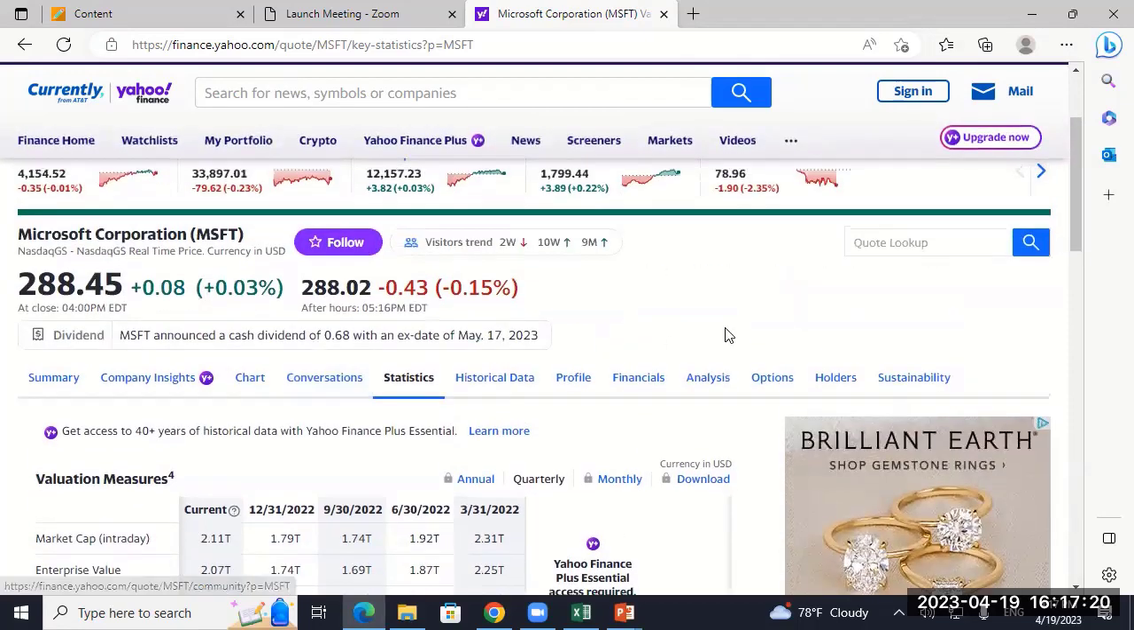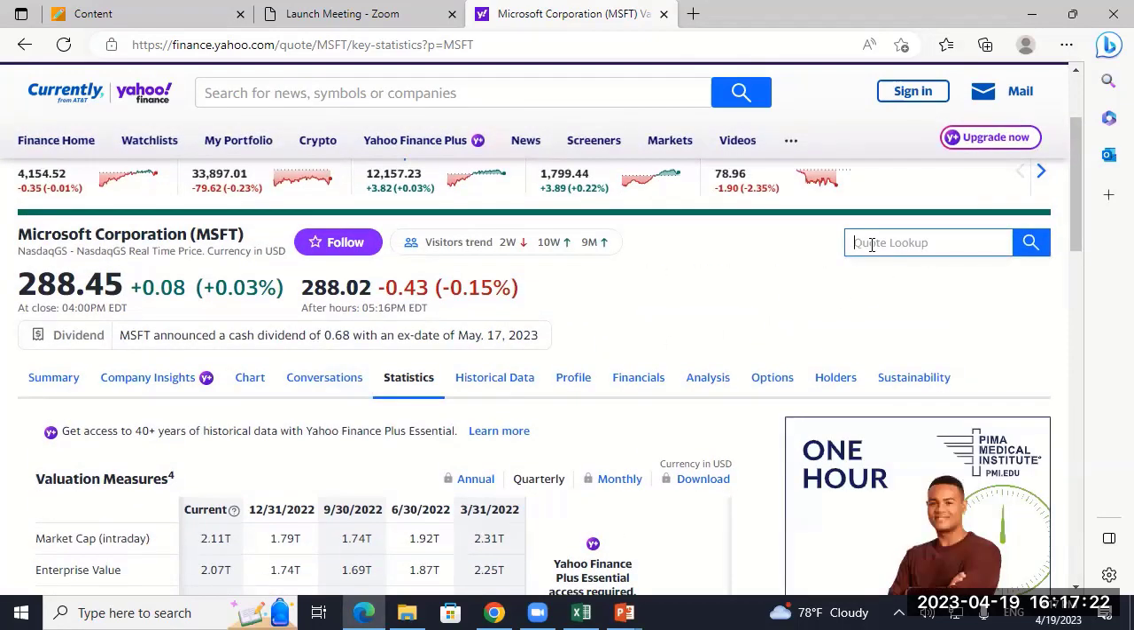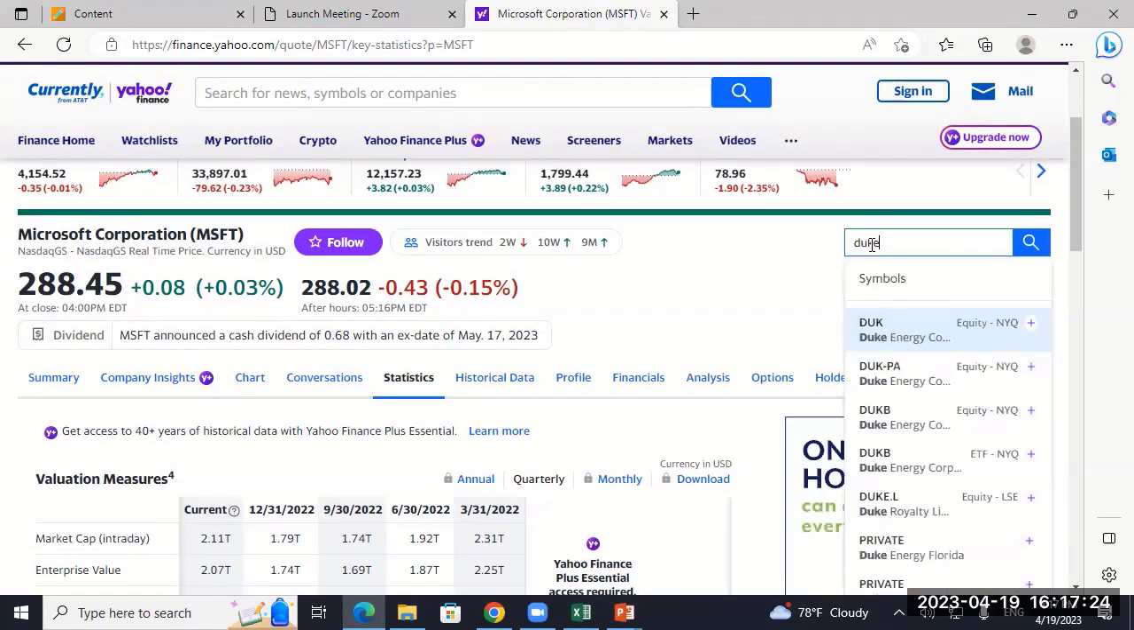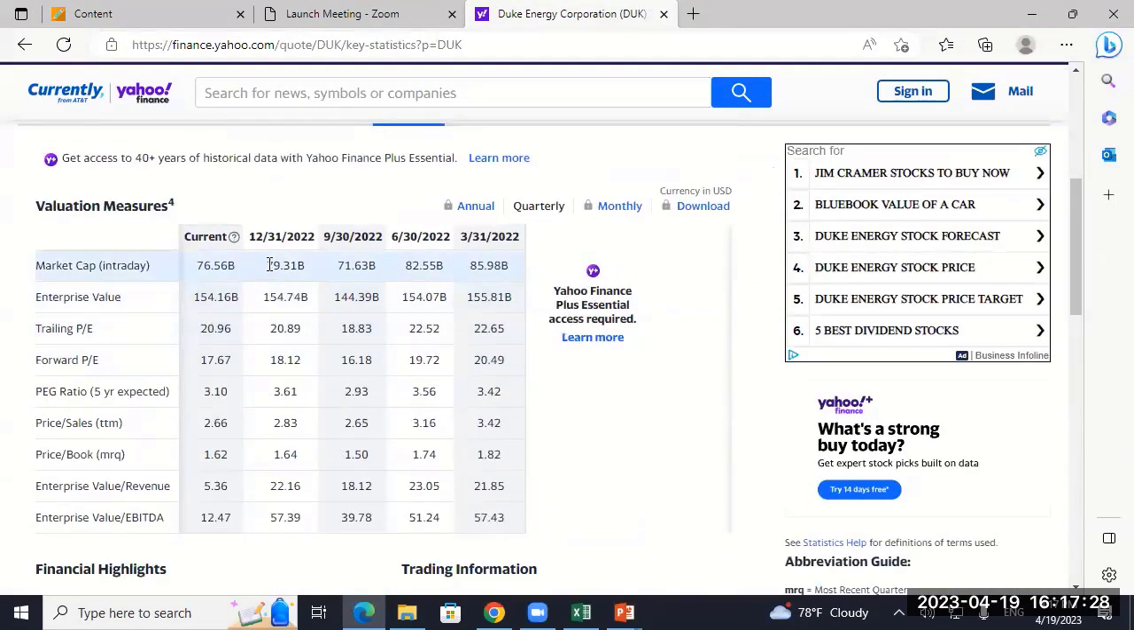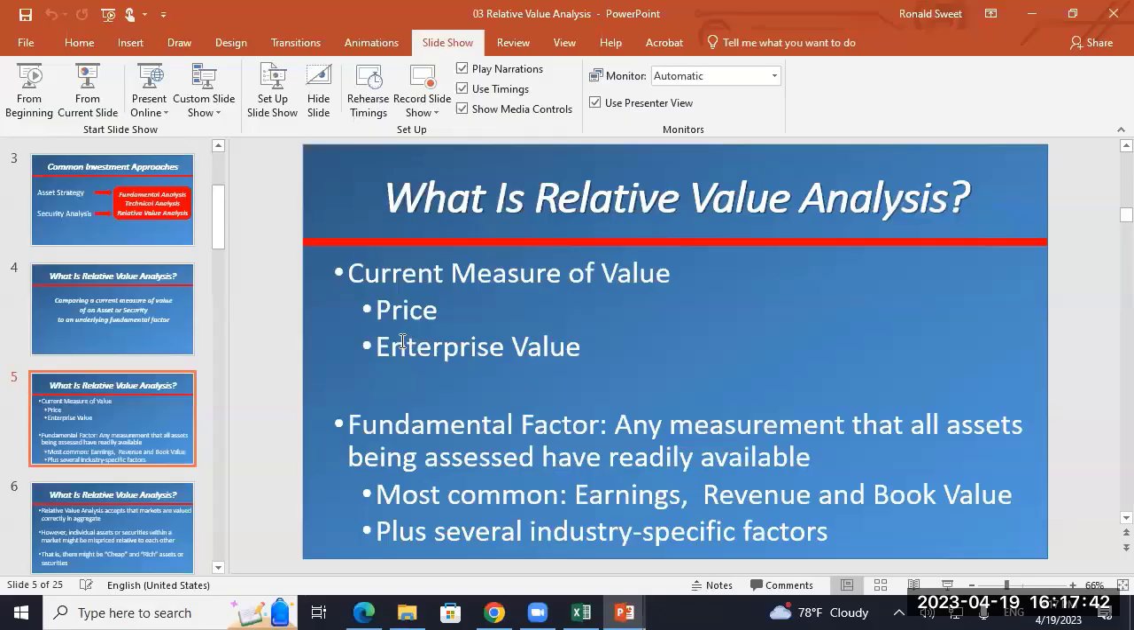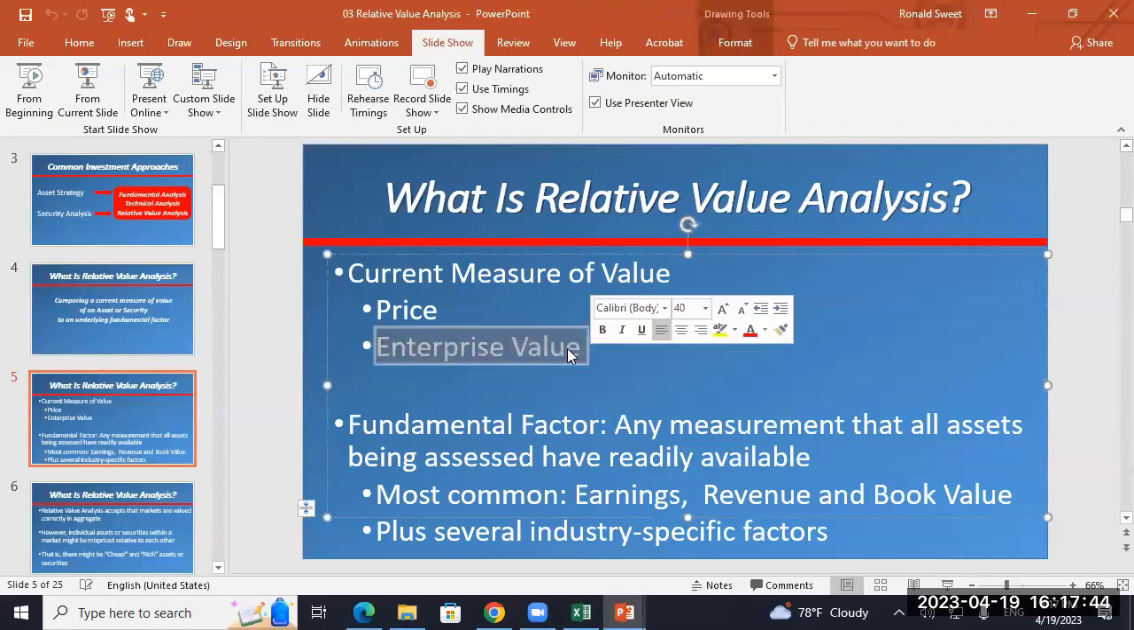All right. So for most firms, it's going to be a big difference. You look at a firm like Duke, $79 billion and $154 billion. Why? Because utilities have a lot of debt. That's just the nature of the utility. So generally, enterprise value is the higher number, but not always. And that's going to be important. It's extremely important that this includes debt.